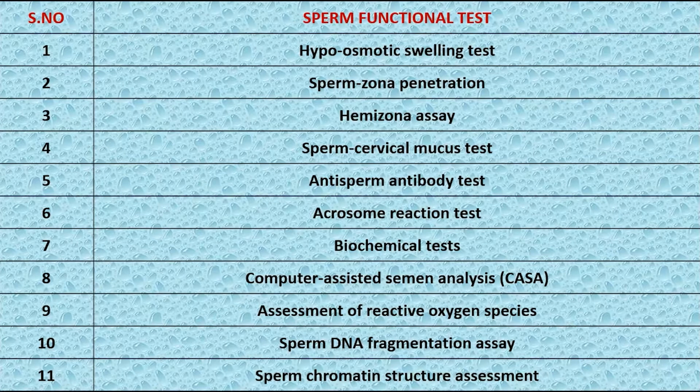So next are the acrosome reaction test, biochemical test, CASA, reactive oxygen assessment, DNA fragmentation assessment, and chromatin structure assessment. These are ongoing methods. There are different ones called the COMET method, TUNEL. These are many different technologies. Flow cytometer is used here, chemiluminescent. So technology has increased to check the functional tests now.